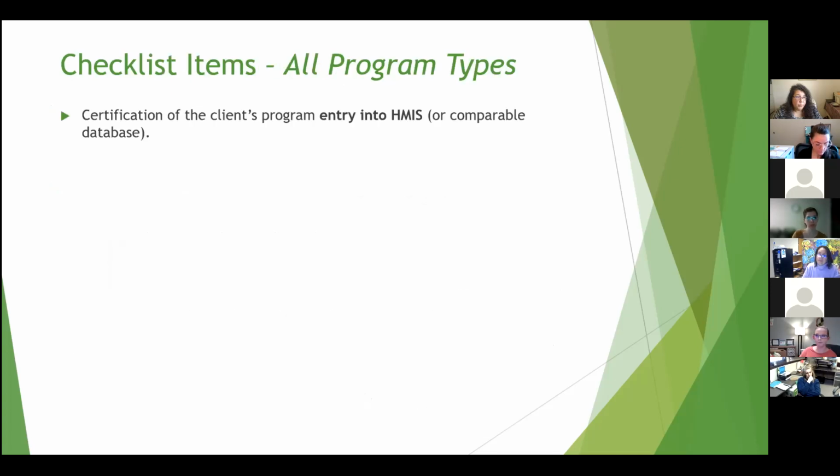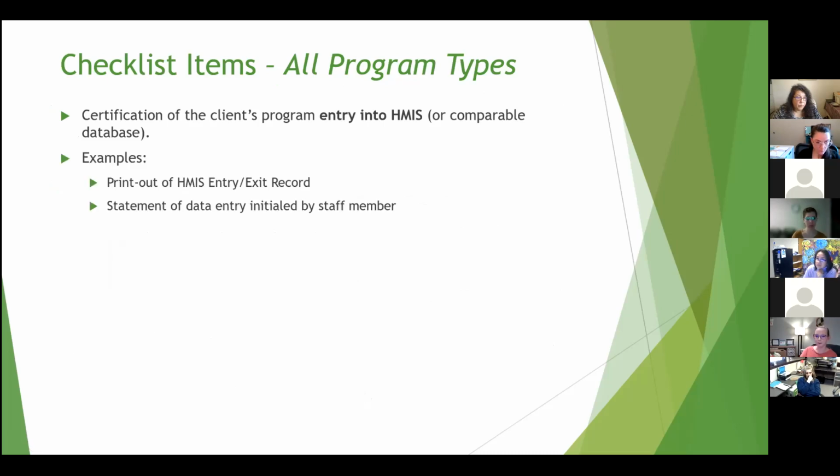Next is the certification of the client's program entry into HMIS or a comparable database. There are a couple of ways to do that. The easiest way, if you're using HMIS, is just a printout of that entry-exit record. The one thing to note is we're not talking about just the client's demographic data entered into HMIS. We're talking about entry into the program. So we want to see the screen that shows the date that they entered the program and exited, if they had. You could also have a statement of data entry initialed by a staff member.